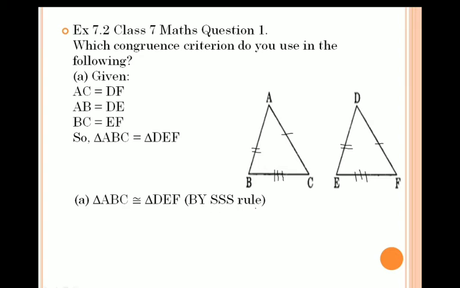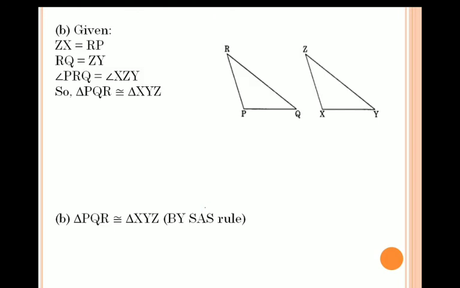Okay dear students, that means if they give us information about the 3 sides, there is surety that both triangles are congruent by using the SSS rule. And you can see this SSS written in capital form. Okay. So next, second is ZX is equal to RP.